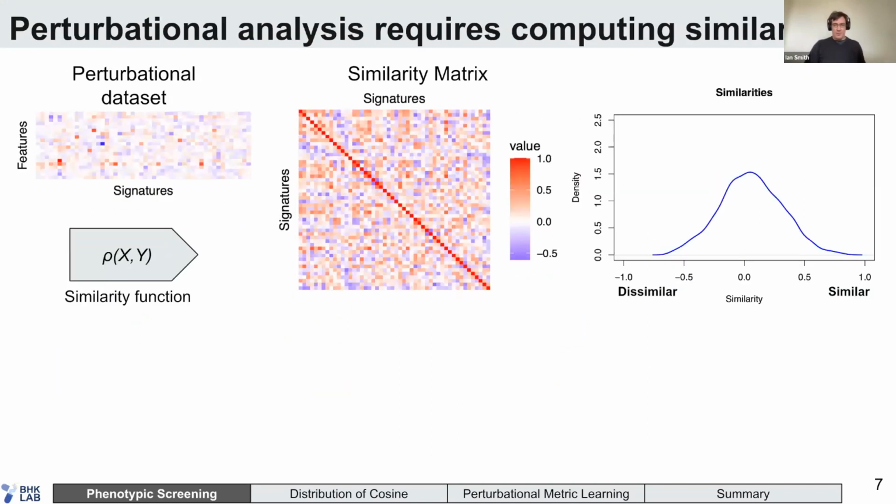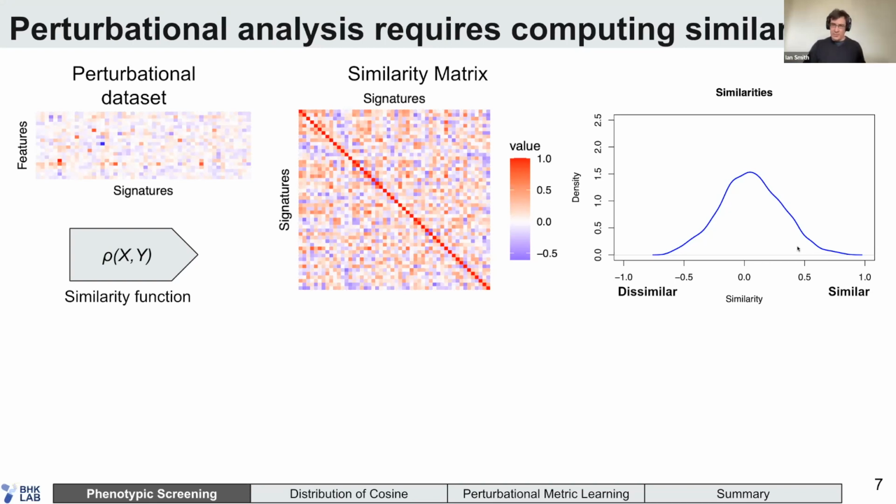There are a lot of things you can do once you've generated one of these big data sets, but the basic analysis requires computing similarities. You can imagine you have some perturbational data set where you have differential features, and each one of these columns is a different signature or experiment. You then take a similarity function and compute the pairwise similarity between all pairs of signatures in this data set and get this big similarity matrix. And the density of the similarity matrix might look something like this.